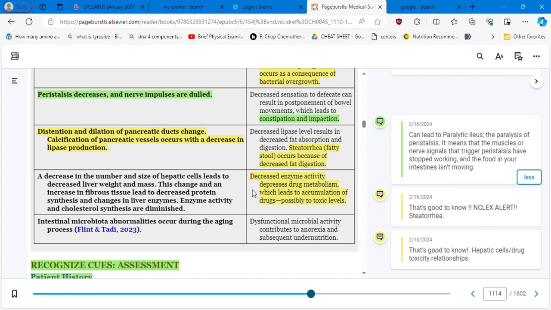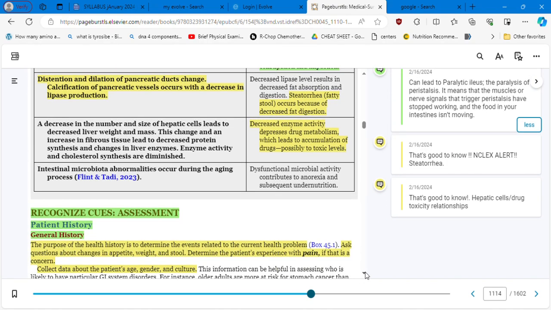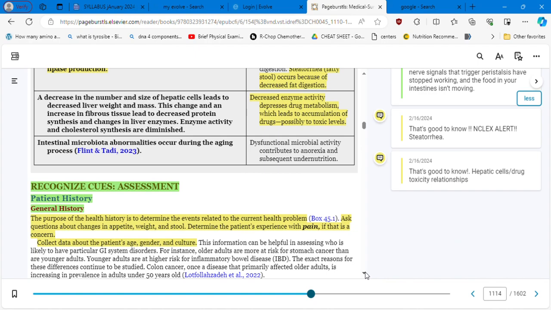And also we have decreased enzyme activity, which depresses drug metabolism, which leads to accumulation of drugs, possibly to toxic levels. And that's good to know. This part here, drug metabolism, which leads to accumulation of drugs, possibly to toxic levels, and also steatorrhea. Okay, you need to know your concepts related to GI.